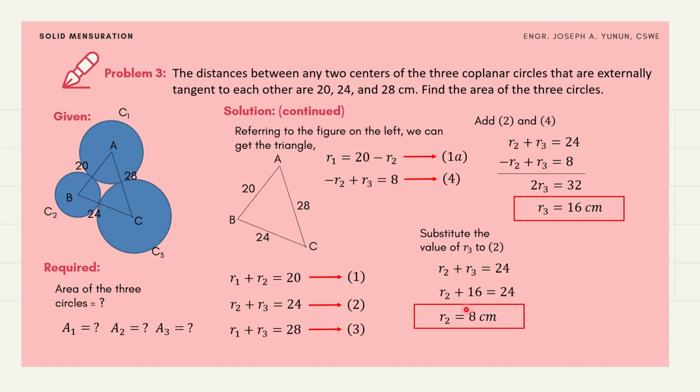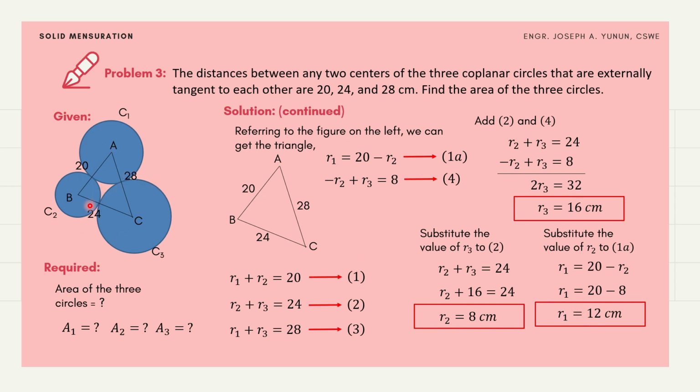Lastly, we need to solve for R1. I could substitute R2 into equation 1a, where R1 equals 20 minus R2. Then R2 is 8, so R1 equals 20 minus 8, and R1 is 12 centimeters. Now we have all the radii for the given circles, and we can solve for the area of each circle. Radius 1 is 12 centimeters, radius 2 is 8, and radius 3 is 16.